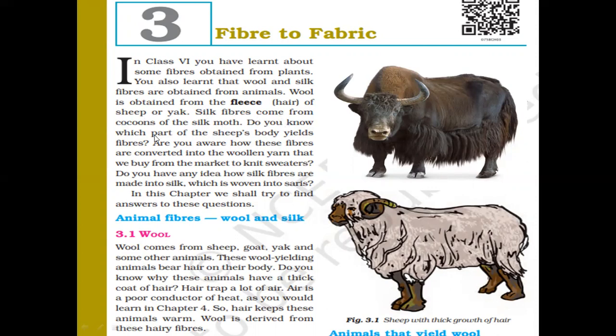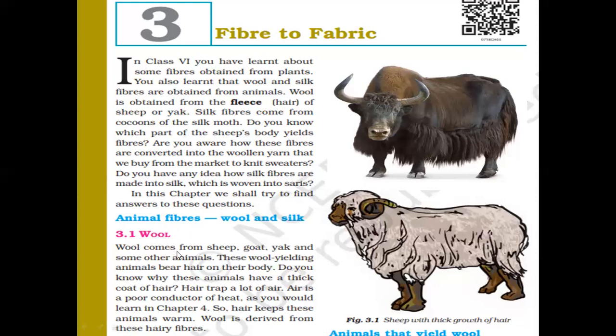Do you know which part of the sheep's body yields fibers? Are you aware how these fibers are converted into the woolen yarn that we buy from the market to make sweaters? Do you have any idea how silk fibers are made into silk, which are woven into sarees? So we will understand all this in this chapter. So we will see everything one by one. So the animal fibers about which we will be studying are wool and silk. First, 3.1, that is wool.